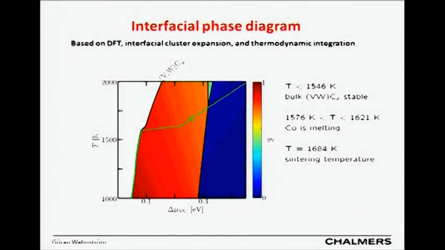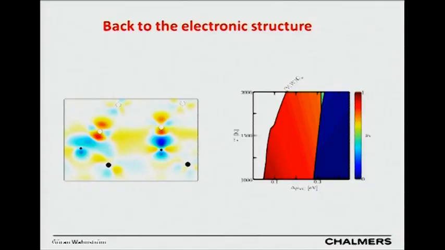So I think this connects to what Jan-Olof said. This thermodynamic description is important, but these kinds of properties cannot be predicted by Thermo-Calc. Here you need electron structure calculations to really predict what happens. So I think we are back to the electronic structure. We made an excursion to the microstructure, but we are back to the electronic structure.